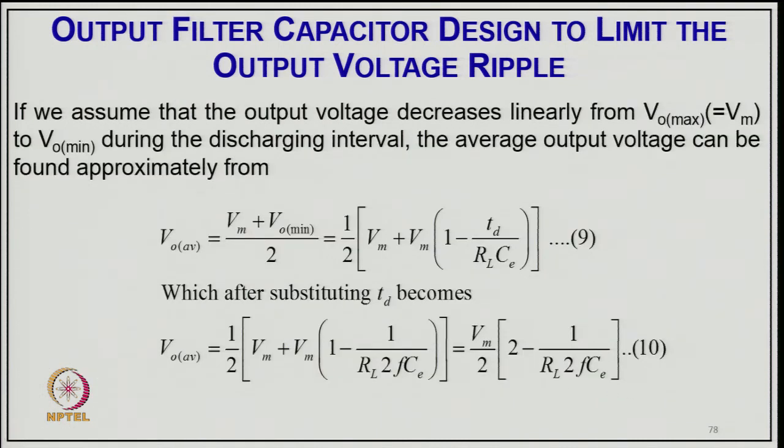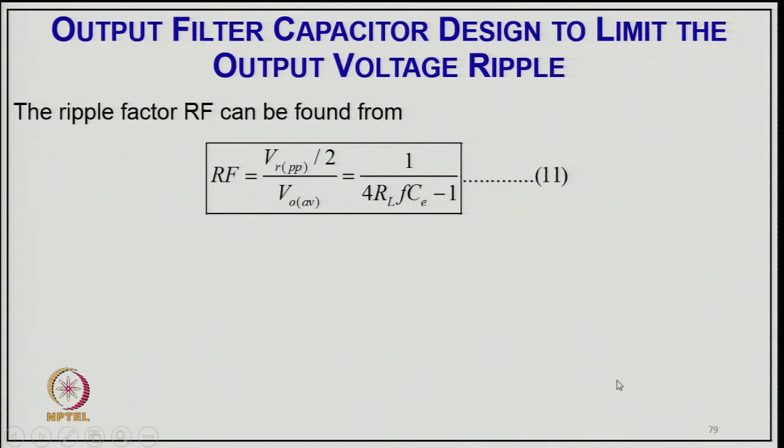So, if we assume that the output voltage decreases linearly from V_m, the maximum, to V_O minimum during the discharging interval, the average output voltage can be found approximately equal to V_O equal to V_m plus V_O minimum by 2, or half in bracket V_m plus V_m in bracket 1 minus T_d upon R_L C, which after substituting T_d becomes V_O half V_m plus V_m in bracket 1 minus 1 upon R_L 2fC, or V_m in bracket 1 minus 1 upon 4 R_L fC. So, we can say ripple factor can be found out: R_f equal to V_r peak to peak by 2 divided by V_O average, or it becomes 1 upon 4 R_L fC minus 1.